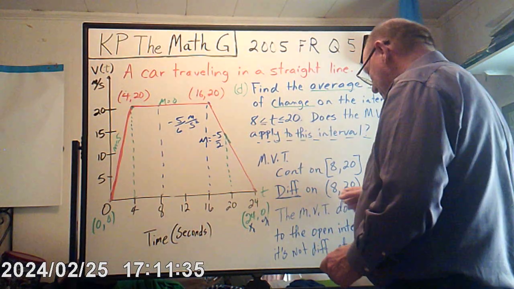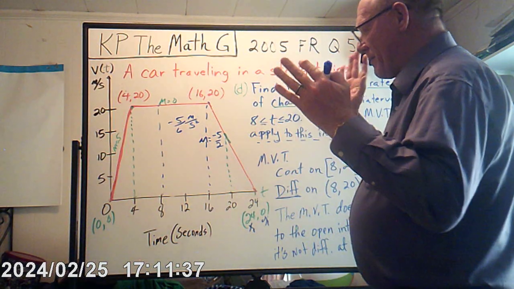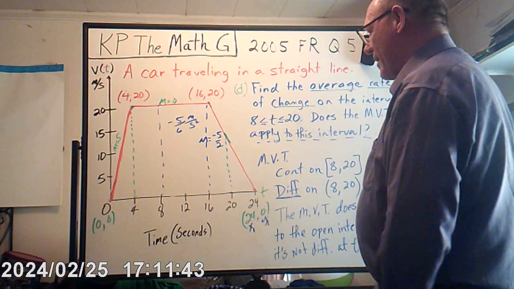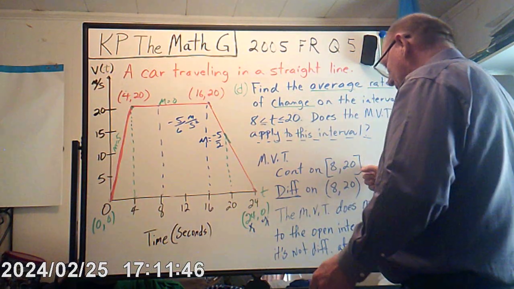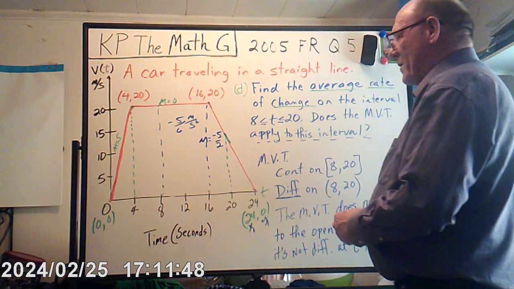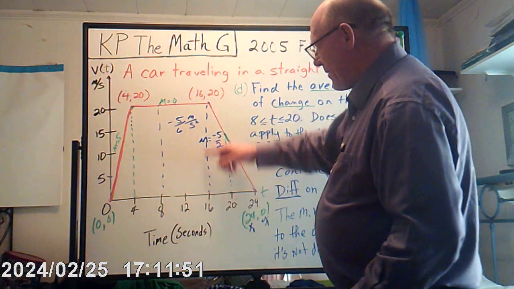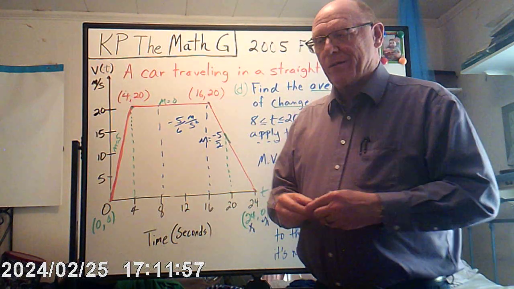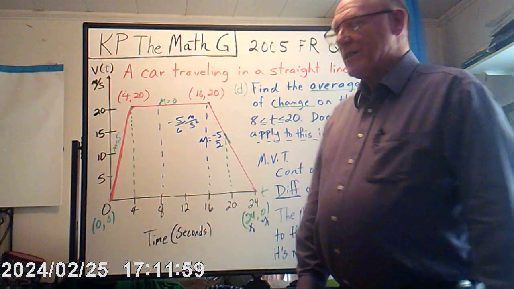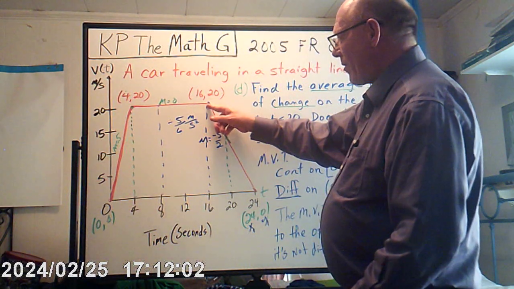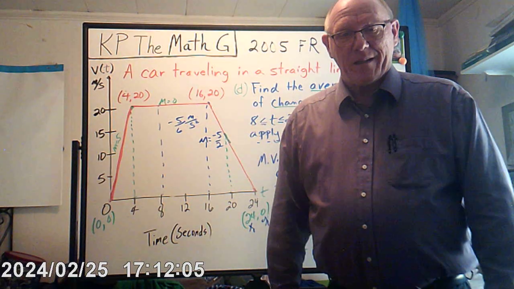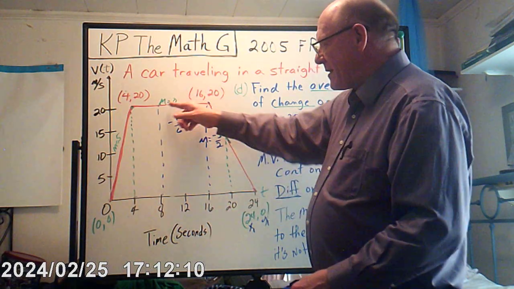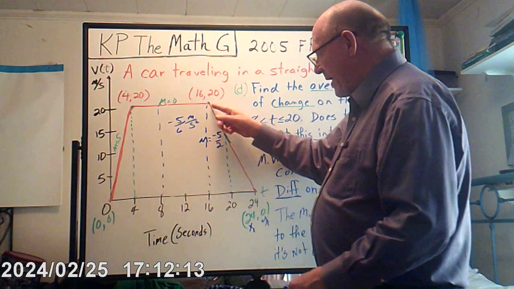We can't include the endpoints because C has to be between those two numbers, not including the numbers themselves. Continuous on the closed interval, but differentiable on the open interval, and now it's not differentiable here. So we can't guarantee anything on that, simply because of this problem right here. This slope to the left of t equals 16 is 0. This slope here is negative 5/2.